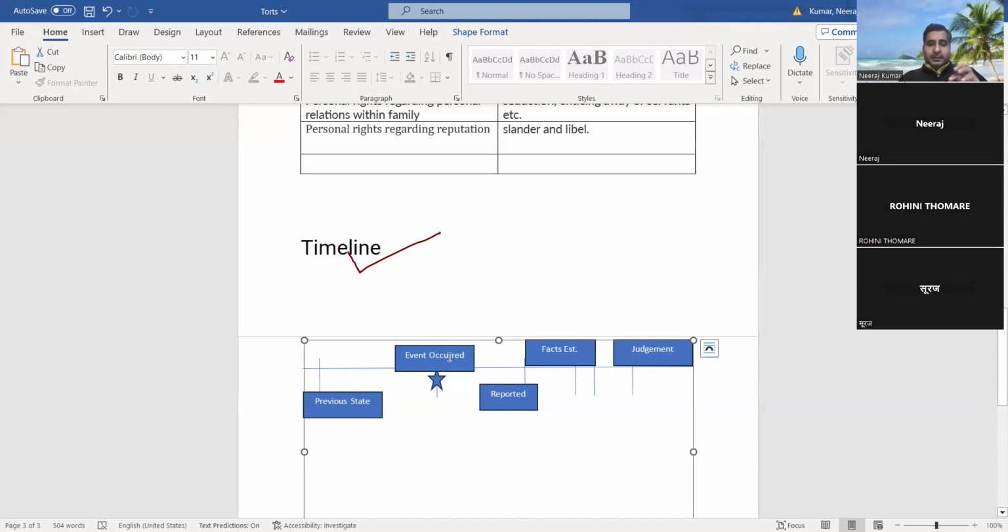Now, the event happened, then it was reported, facts were established, and then the judgment. We will keep talking about this timeline again and again, and each rule and each concept changes. If we are sitting here at the previous state, rules change. If we are sitting here when the event is happening, the concept changes. And after that, the concept changes again. So that's why this timeline is important.